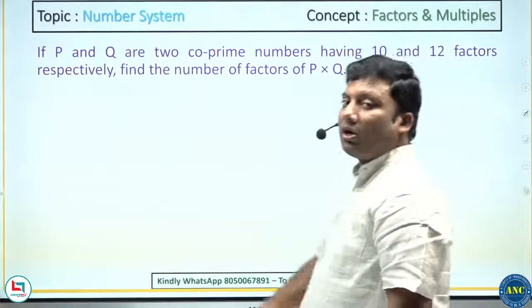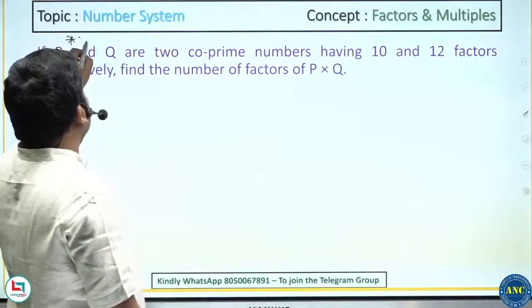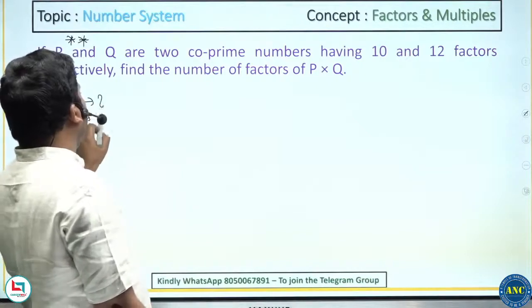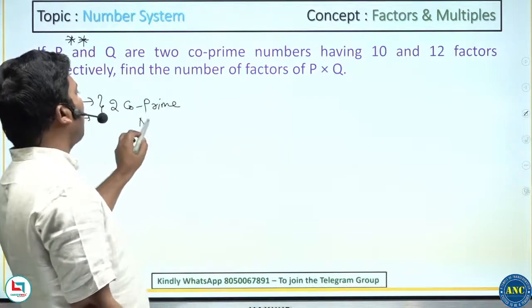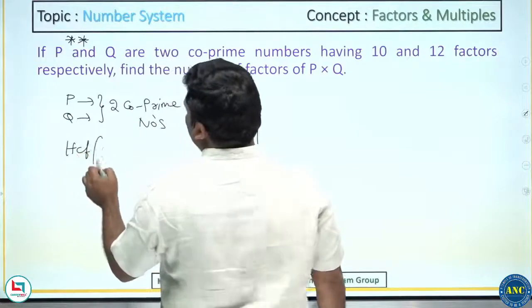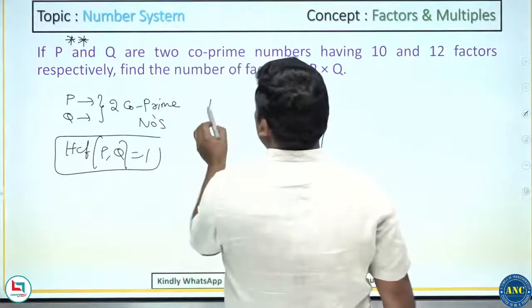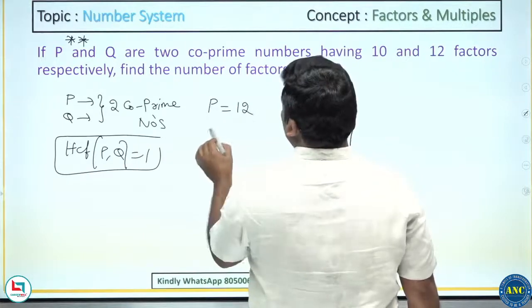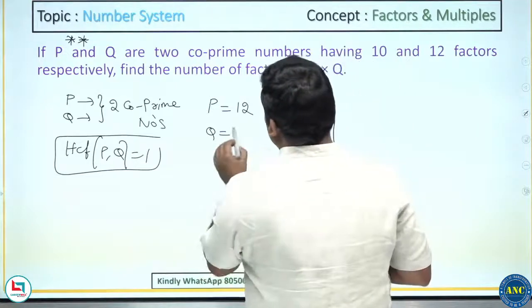If P and Q are 2 co-prime numbers, put a star mark on this question, sir. What do you mean by co-prime numbers? 2 numbers are said to be co-primes if their HCF is 1. HCF of P comma Q is 1. Suppose for example, if I take P value 12 and Q value 5.